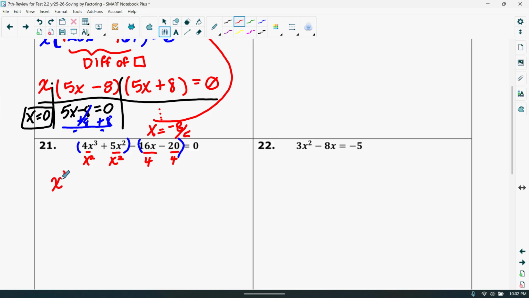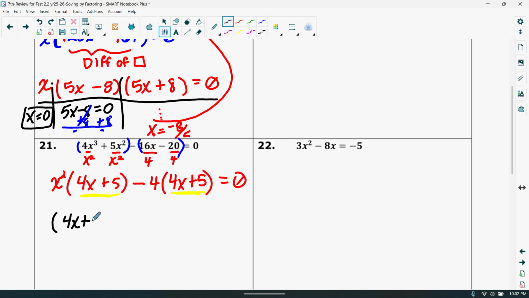Alright, so I'm going to take out the GCF x squared. This is going to leave me with 4x plus 5. And I'm going to have minus 4 times 4x plus 5. This is equal to 0. Now this is what we want. We want to make sure we end up with a common binomial. The 4x plus 5 is one of our factors. And our other factor is the GCFs. So that would be x squared minus 4, and that is now equal to 0.